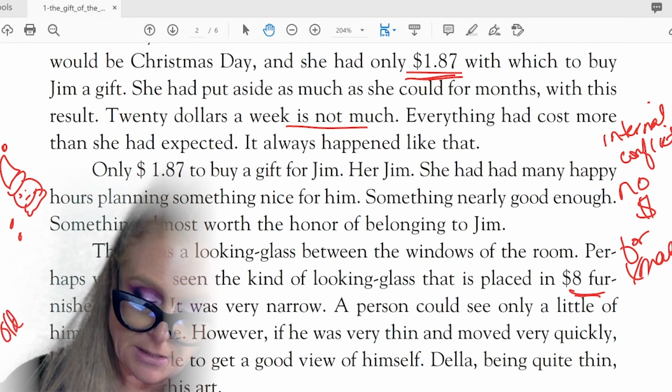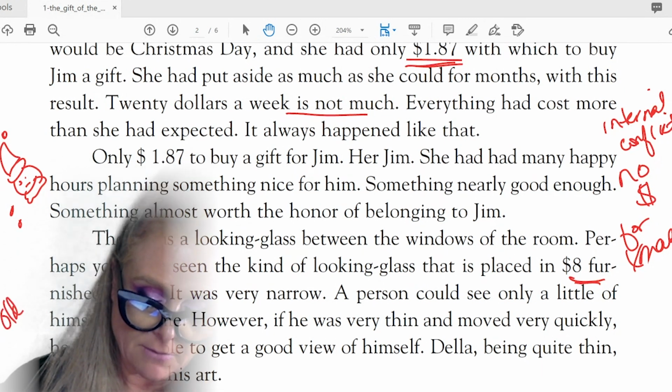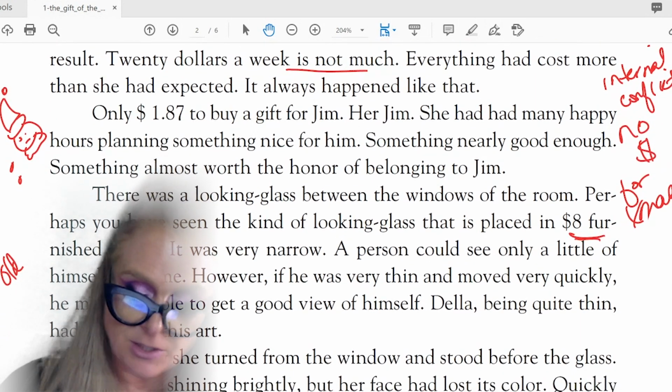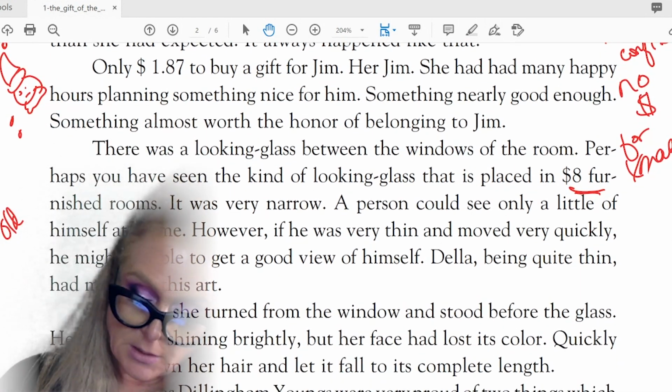So this must have been an old story, right? It has to be an old story, especially only getting paid $20 a week.